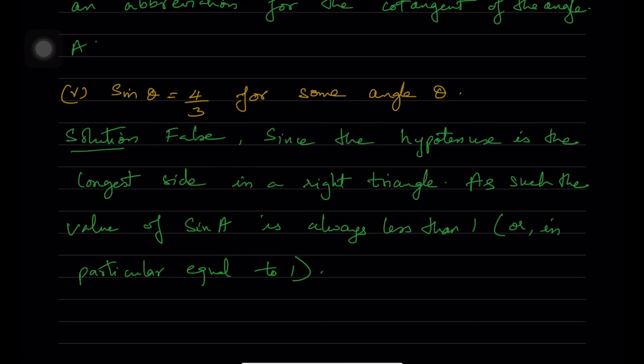Sine theta is equal to 4 by 3 for some angle theta means it's false, since the hypotenuse is the longest side in a right triangle. As such, the value of sine A is always less than 1, or in particular equal to 1.